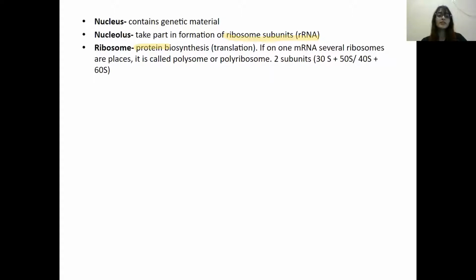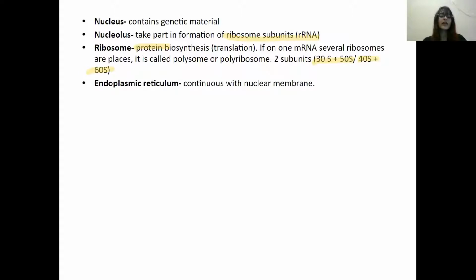The ribosome takes part in protein synthesis, and the specific part is translation, and it's just basic information. It consists of two subunits. 30S plus 50S is present in the prokaryotes, and 40S plus 60S is present in the eukaryotes.